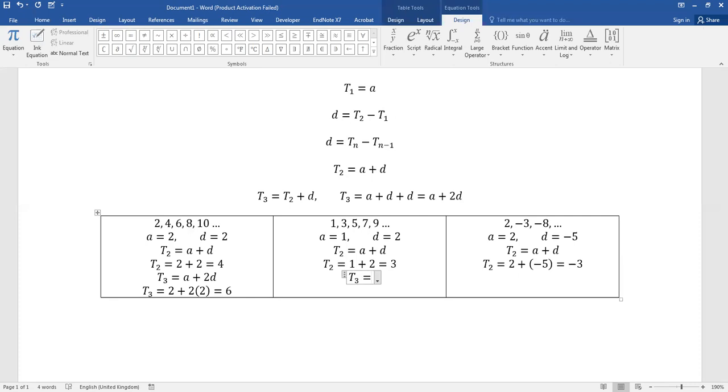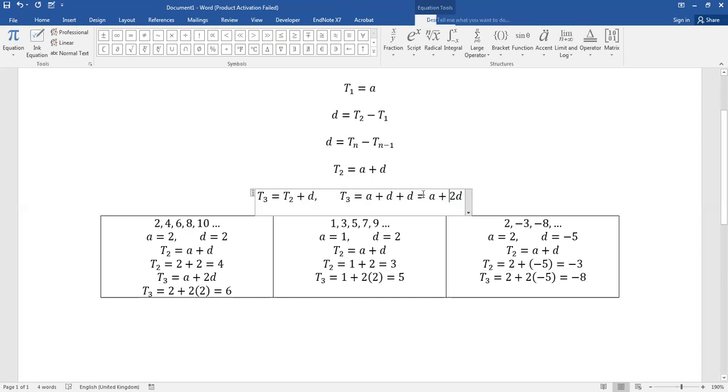Similarly, you can do a plus 2d in this one as well. A is 1, and the difference is 2, so 1 plus 2 times 2 will make it 5. In this one, for the third term, a is 2, and 2 times the difference of -5 is -10, and minus 10 plus 2 is minus 8.